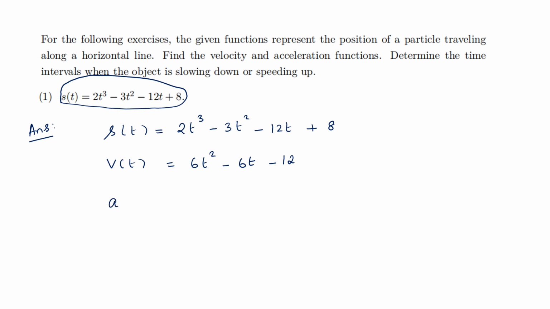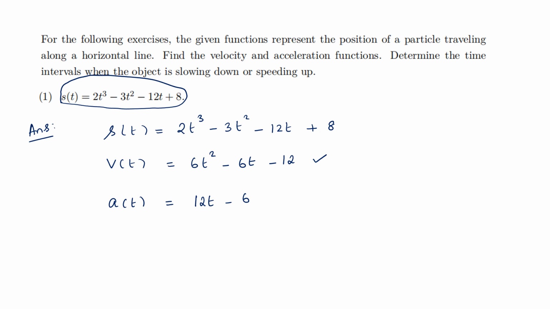And what is the acceleration function? It is denoted by a of t. It is the second derivative of S of t, or the first derivative of v of t. Here v of t is already available, so we take the derivative: 6t square gives 12t, minus 6t gives 6. So that is the velocity function and the acceleration function. Now the second question: determine the time intervals when the object is slowing down or speeding up.